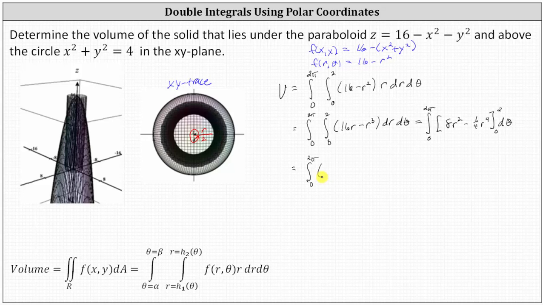Subbing in 2 for r, we have 8 times 2 squared minus 1/4 times 2 to the 4th, minus, notice when r is 0, both terms would be 0. Simplifying, 8 times 2 squared is 32, and then minus 1/4 times 2 to the 4th, which is 4, giving us 28. So now we have the integral from 0 to 2 pi of 28 d theta. Now we integrate 28 with respect to theta, which gives 28 theta.